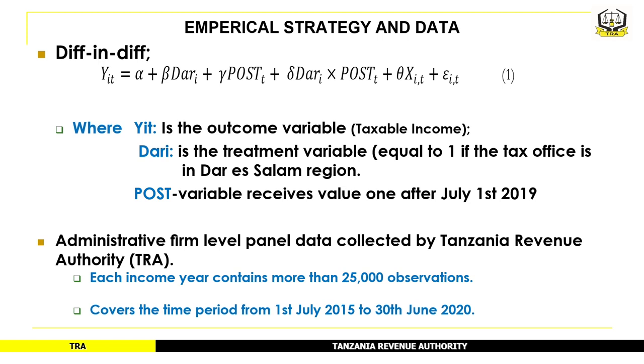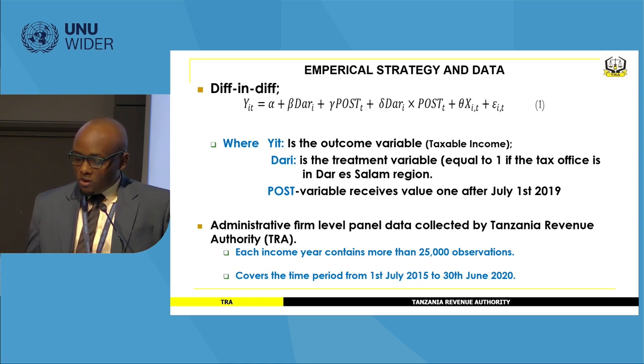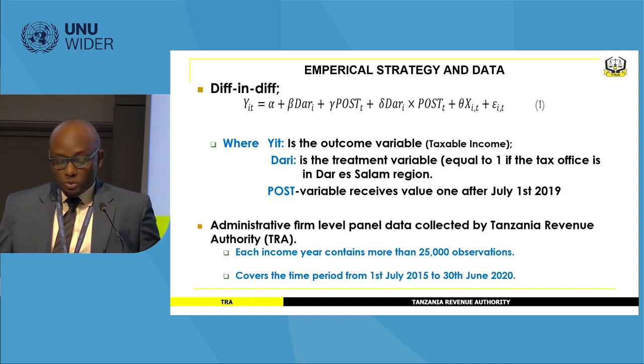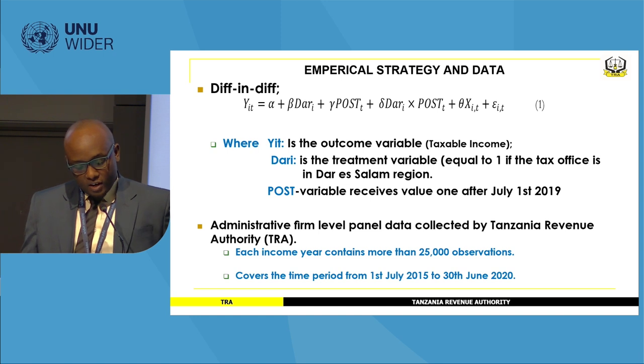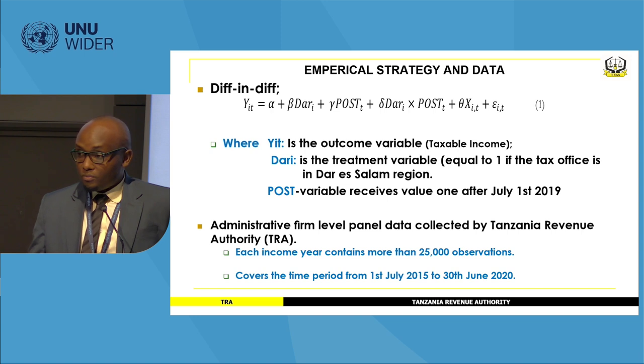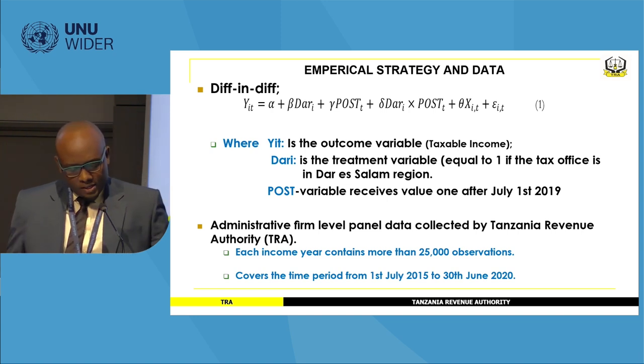And the post variable receives the value of one if the outcome is from the intervention year, which was from July 2019, the year in which we tested, up to June 2020. We took these as financial years, and we gave zero if the information is from the past years where the intervention was not there.